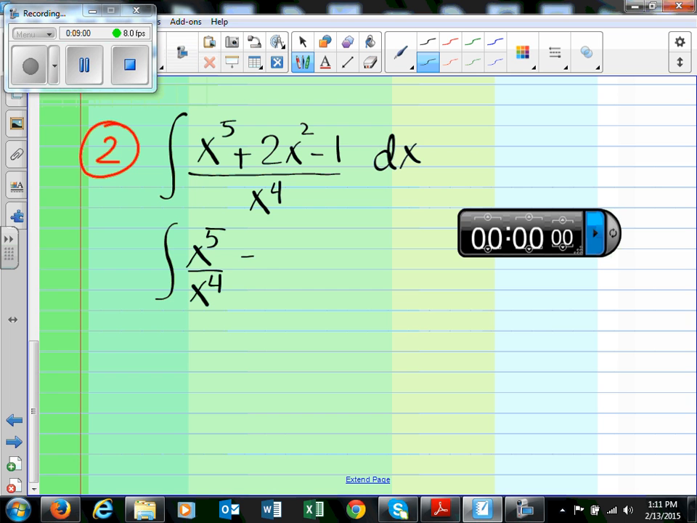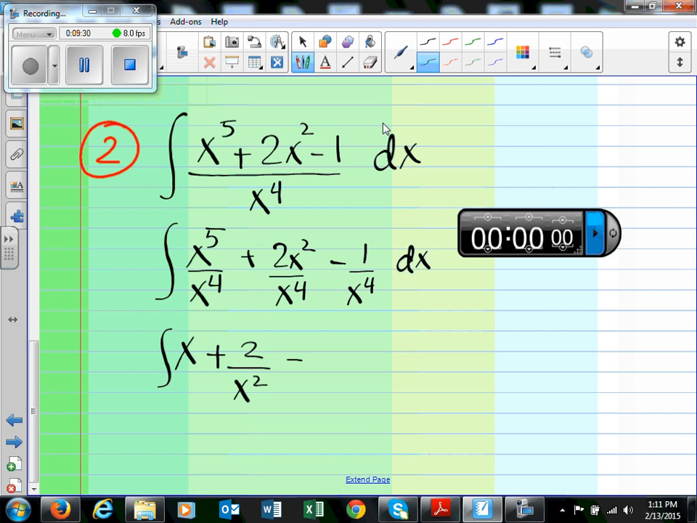You see that? Plus 2x squared over x to the 4th minus 1 over x to the 4th dx. Okay? But if you have to do it in your mind, you can say x to the 5th over x to the 4th is going to give you x. You see that? Now here, what will happen to this expression? 2 over x squared, minus, here nothing else can be done about it, right? 1 over x to the 4th. Is this that clear to you?